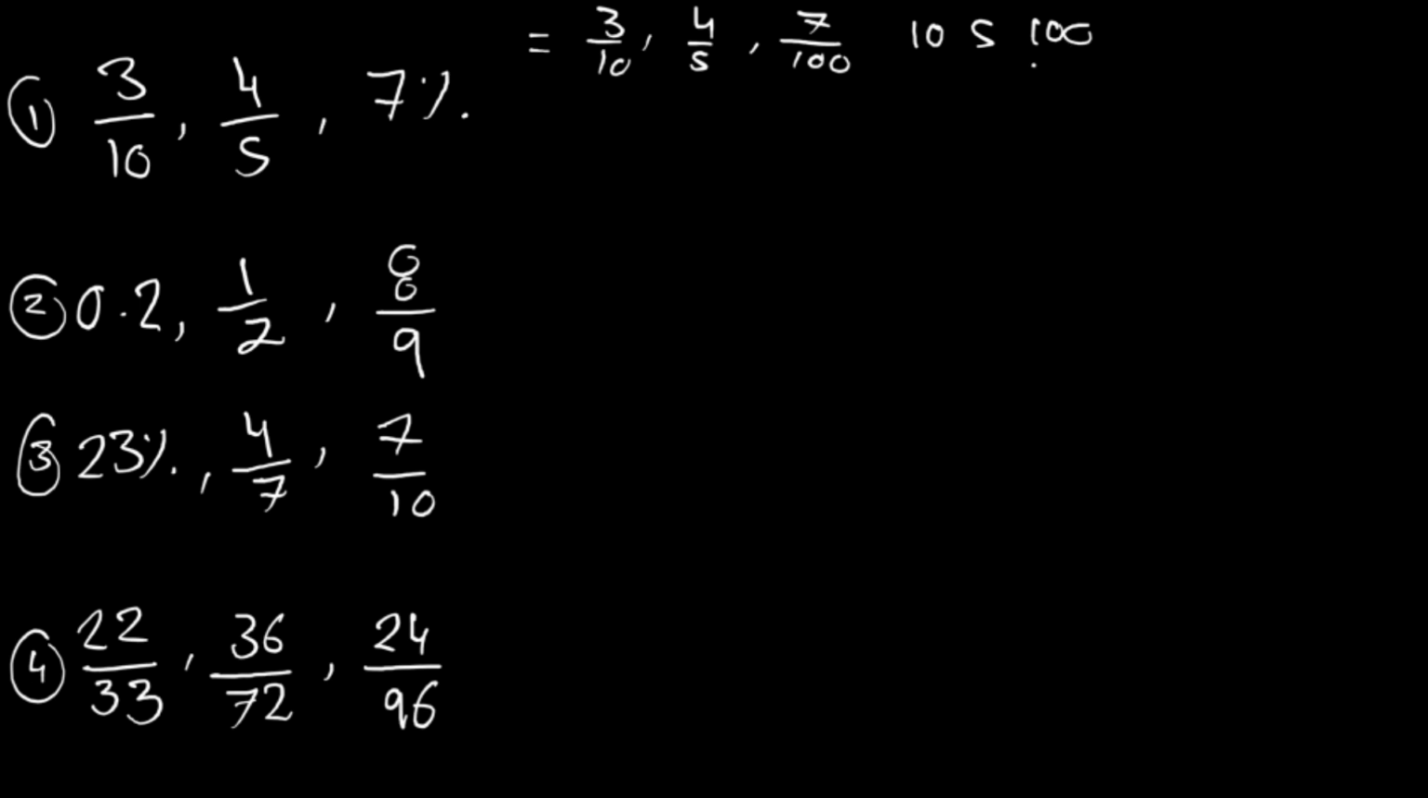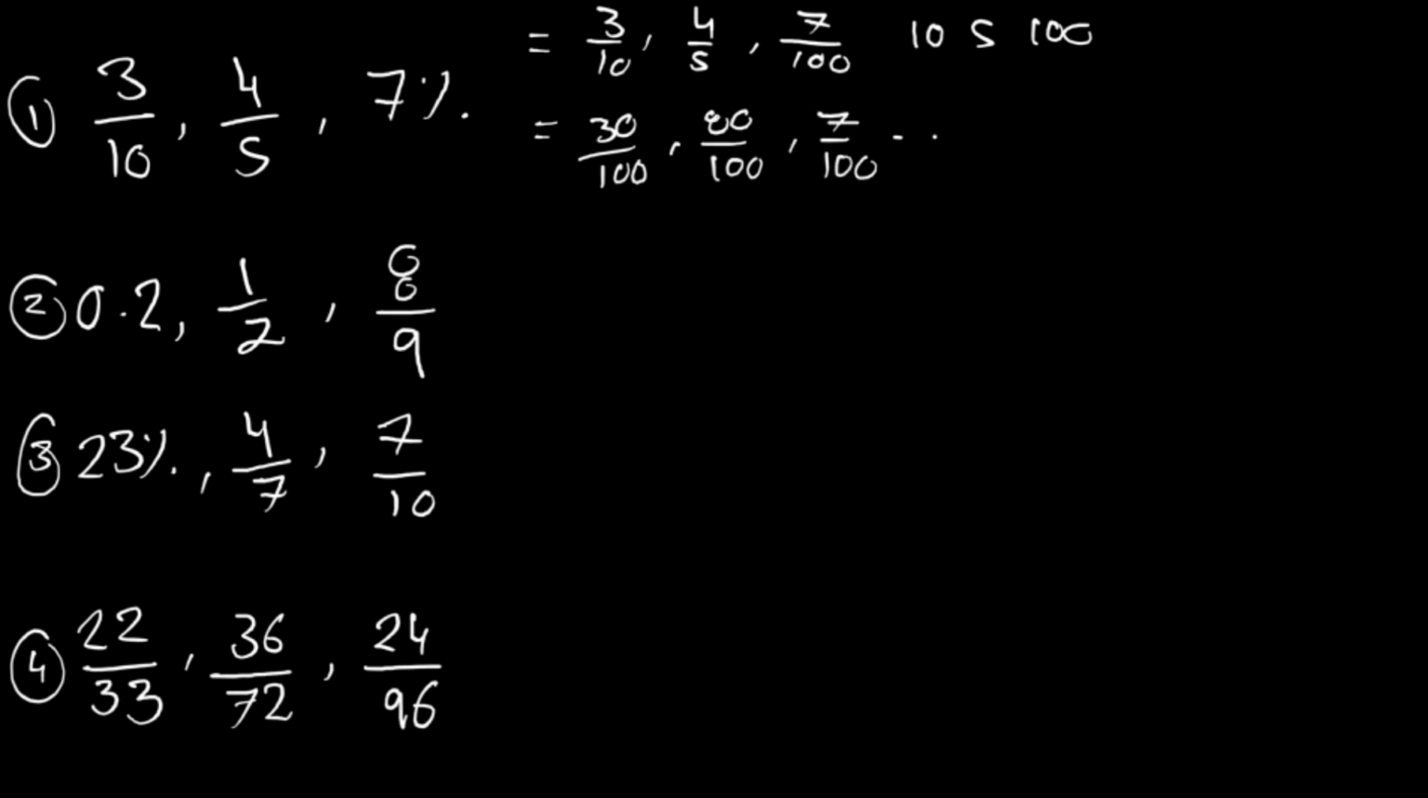So 100 is a multiple of 100, since 100 times 1. 100 is a multiple of 5, since 5 times 20, and then 10 times 10 for 10. Okay, so you convert all of them. So 3 times 10 is 30, 30 over 100. 4 times 20 is 80, 80 over 100. And 7, you leave 7 like that.